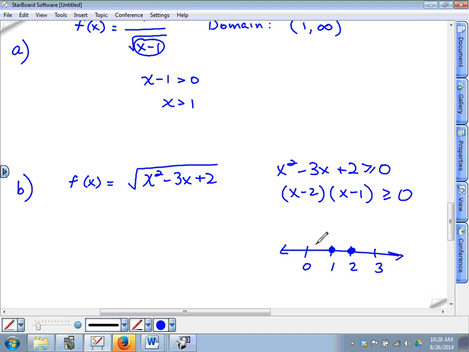Let's test a point on the left side of this zero. So I'm going to use 0 as my test point. If I plug in a 0 for both x's, I'm going to get a -2 and a -1, and I'm going to multiply that, right? Is that a plus or a minus? That's positive, because negative times a negative is a positive, so that's a positive region. I'm going to choose a test point now in this area of the number line. I'm going to choose 3 as a test point. 3 minus 2 is 1. 3 minus 1 is 2. 1 times 2 is positive, so that's a positive region.